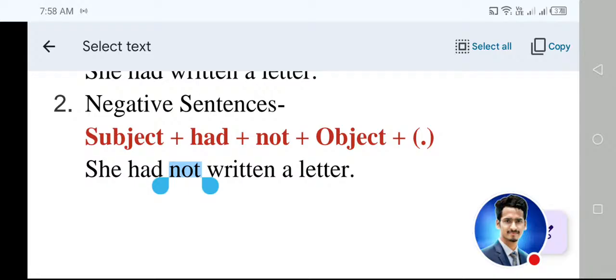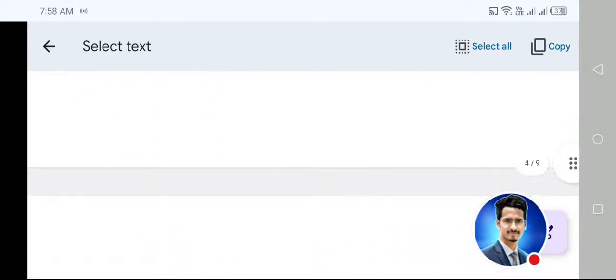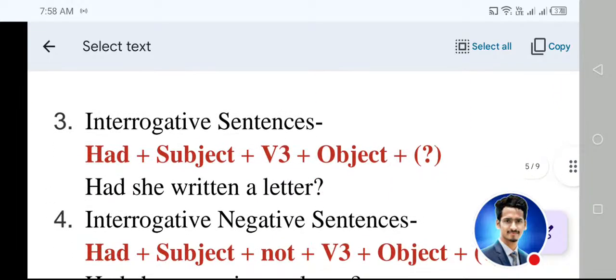I had not eaten rice. I had not done the class. I had not liked it. So this is how you can make a sentence. So let's go to another sentence, which is interrogative.